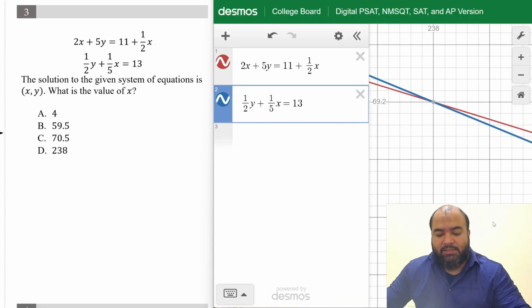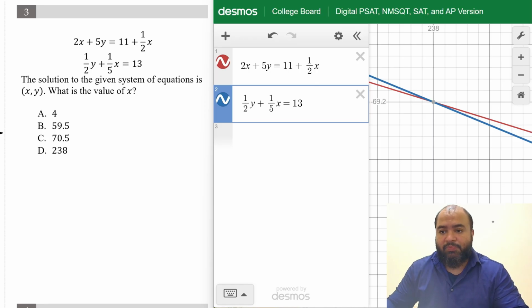Question 3 is a little bigger. In this kind of situation, if you have a system of equations that you don't want to solve by hand, you can just type it into Desmos. Desmos is just a graphing calculator. You can use it online. This Desmos graphing calculator version is specially used, similar to the digital PSAT, SAT and so on. So all you have to do is just type it in.